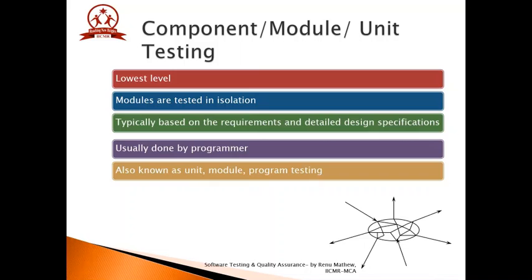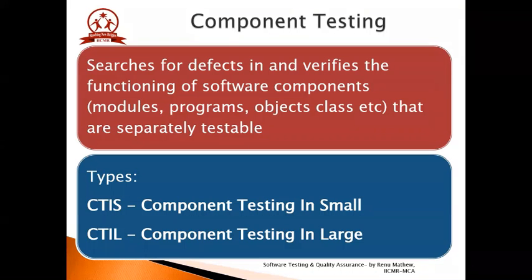Generally, any software as a whole is made of several components. Component level testing deals with testing these modules or components individually, and it is usually performed by programmers. It is basically based on the requirements and detailed design specification. Component testing searches for defects in and verifies the functionality of software components like modules, programs, object class, etc.